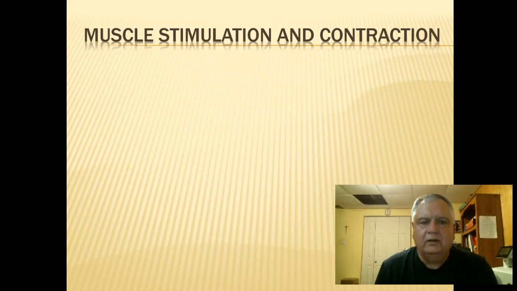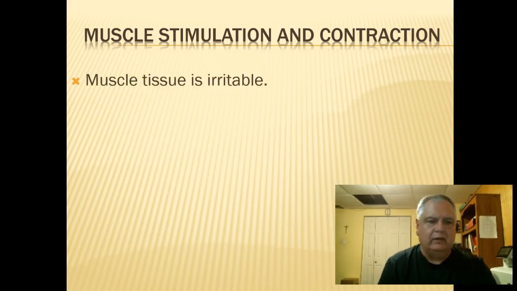Okay, next up, we want to talk a little bit more about muscle mechanics and muscle stimulation and contraction. With regard to muscle contraction, we can not only talk about isometric and isotonic contractions, whether or not the muscle is shortening as tension is being developed, but we can also take a look at types of contractions from the standpoint of nerve stimulation. So let's do that now.